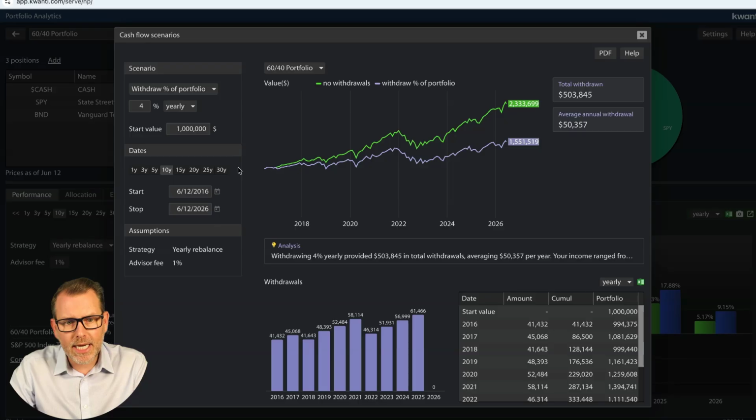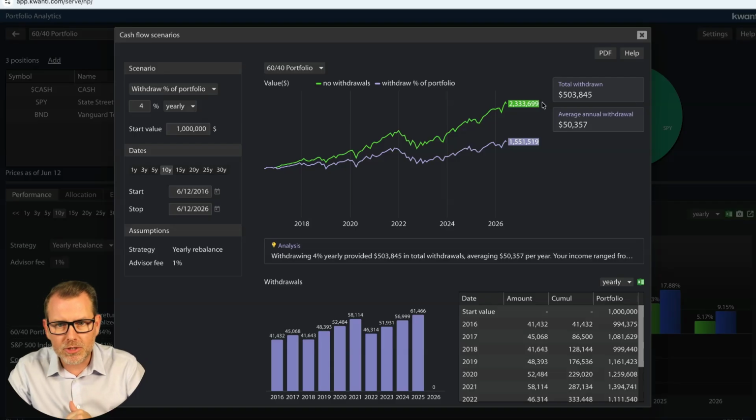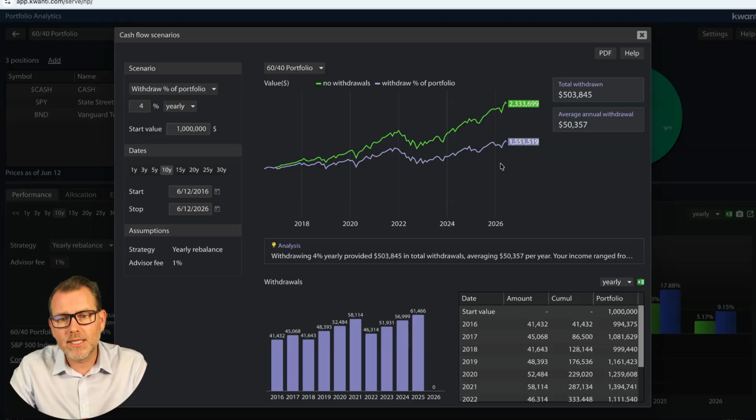So your green line is the 60-40 portfolio with no withdrawals. So you started with $1 million. If you were to withdraw nothing from this portfolio, you would have $2.3 million at the end of those 10 years. And if we were to draw our 4% from that same 60-40 portfolio, we would now have $1.5 million. So with this portfolio, it looks like over the 10 years, we were able to withdraw $500,000 or $50,000 a year on average because the portfolio kept growing. So that 4% just became more.